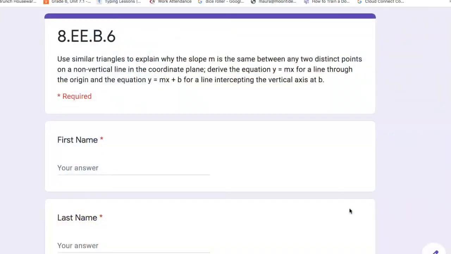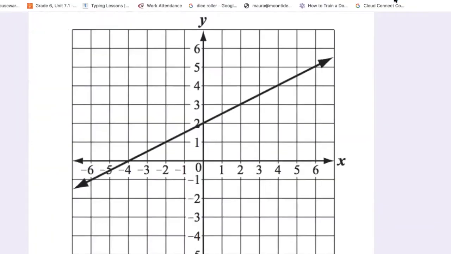Hi, today we're going to look at the relationship between x and y on a graph. So here's our graph. We're going to identify a few parts of our graph.